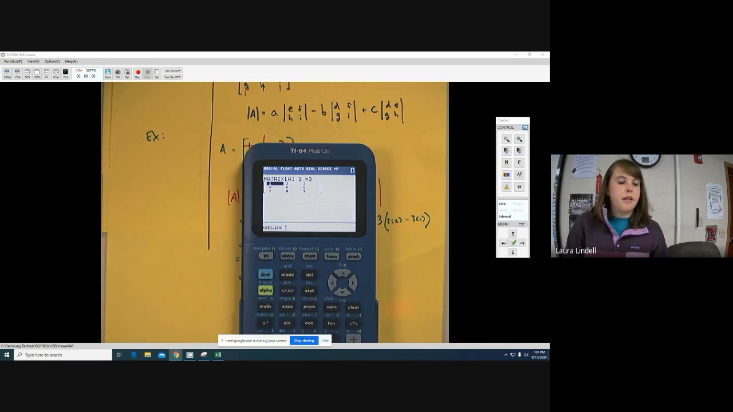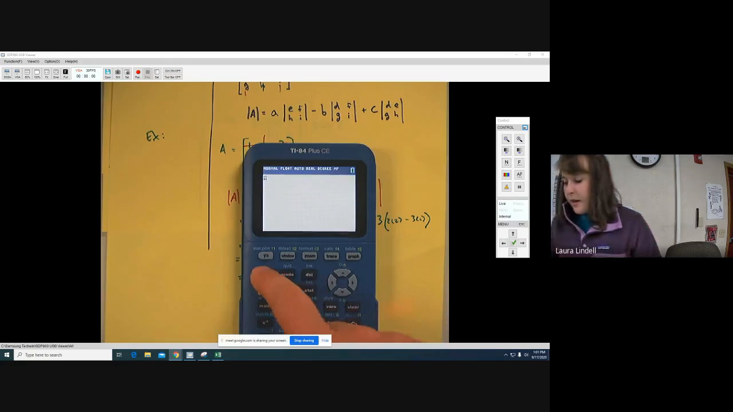Okay. I'll wait a sec actually and make sure everyone's got their matrix typed in. Type yes in the chat if you've got a 3 by 3 matrix in your calculator. All right. Looks like most of us have one. When you've got one, type second quit to get out of that.